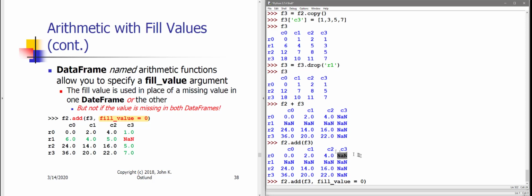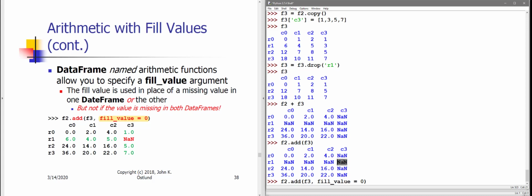Now, if one value of the sum is missing, so for example here, we've got row R0, but in one of the two data frames we don't have column C3. So we do have column C3 in one of the data frames, but not in the other, and so we added up those values and got not a number. But this time we're going to add 0 for the missing value to get a valid value for C3, R0 sub C3. Similarly, we're going to get valid results here and down in these two positions.